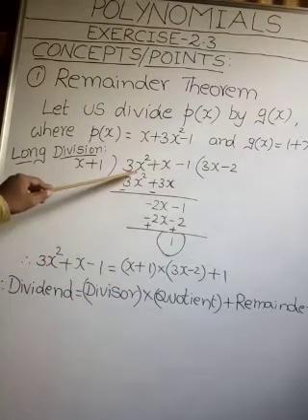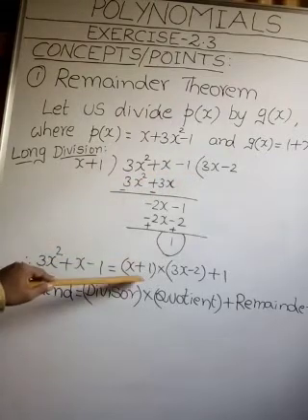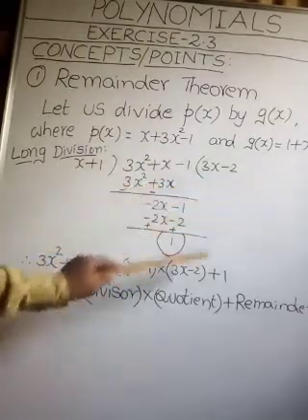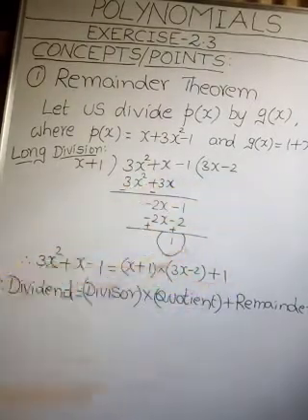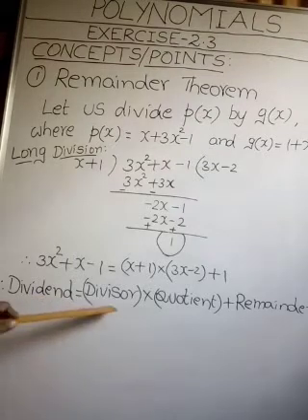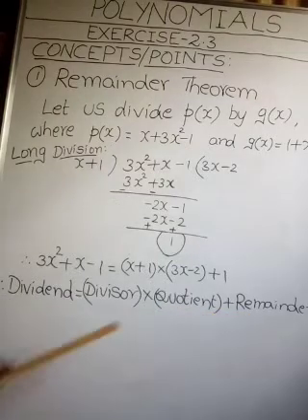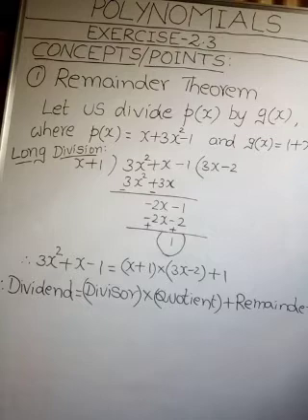Dividend 3x square plus x minus 1 is equal to divisor x plus 1 into quotient 3x minus 2 plus remainder. So therefore, remember this equation, my dear children. Dividend is equal to divisor into quotient plus remainder. This fact is true in the case of numbers as well as in the case of polynomials also. Okay, my dear children? Right.